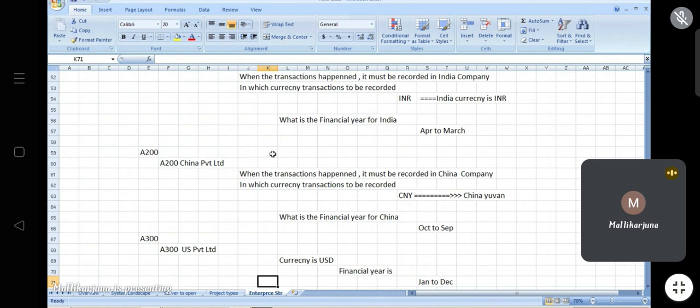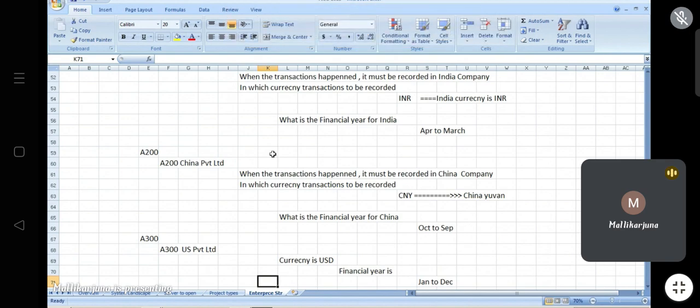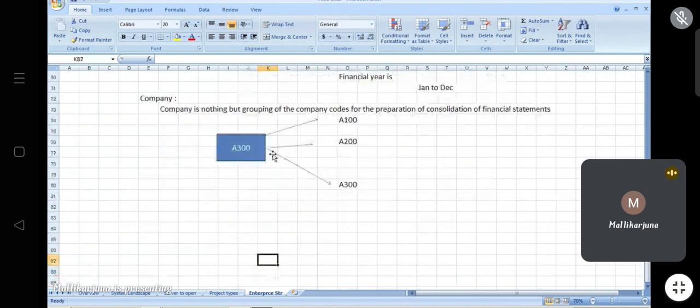Whereas in the US, they might follow their own standards. US standards are IFRS, International Financial Reporting Standards. As per the country-specific statutory applications, it must follow the accounting standards. However, let's say we are preparing for A100, A200, A300, we are preparing the consolidated financial statements by following the International Financial Reporting Standards, IFRS.